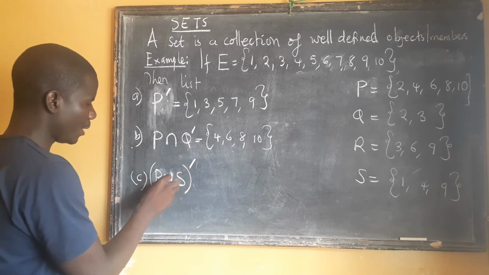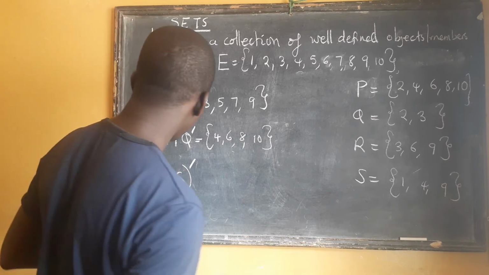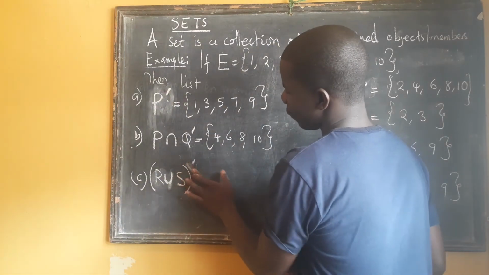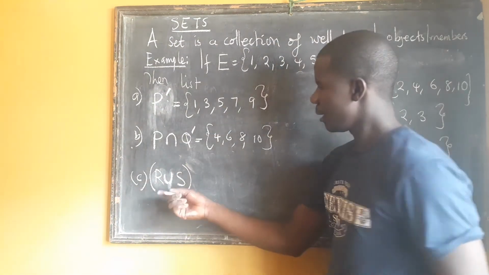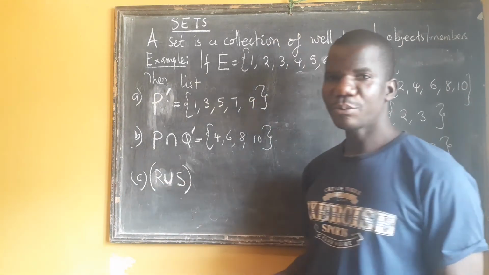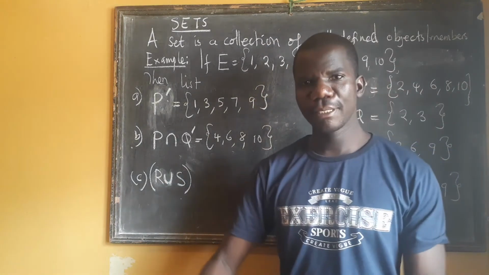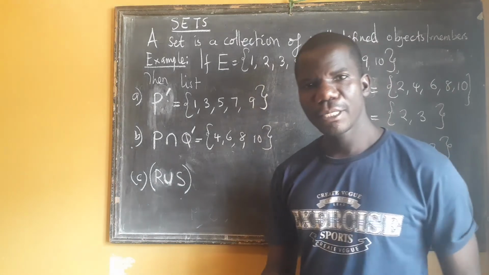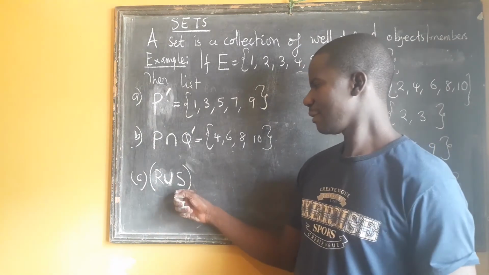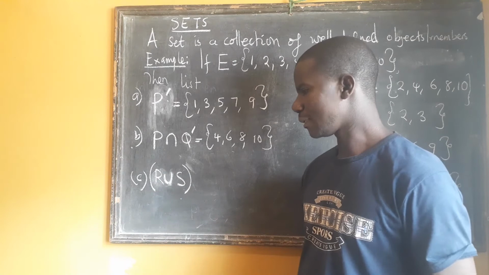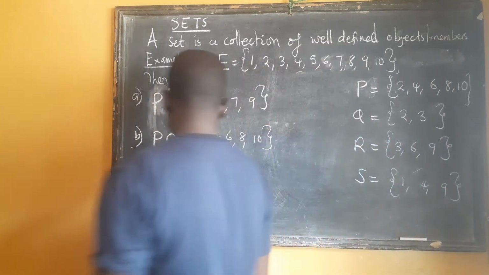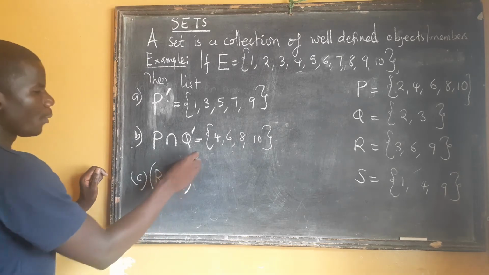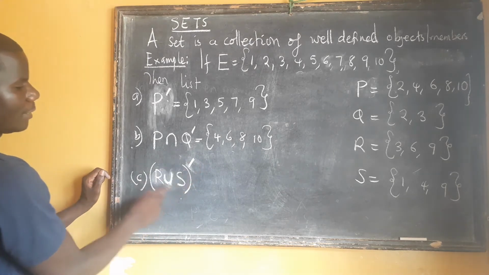R union S complement. So we treat this as one set. For instance, R union S, we are looking at all the elements that are in R and S. That is what we are looking at. Now, when we put a complement, it means we no longer want the elements that are in this one.